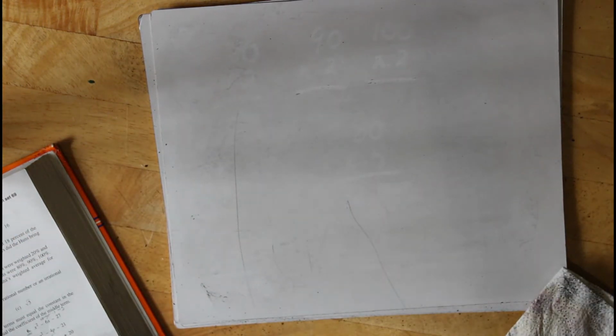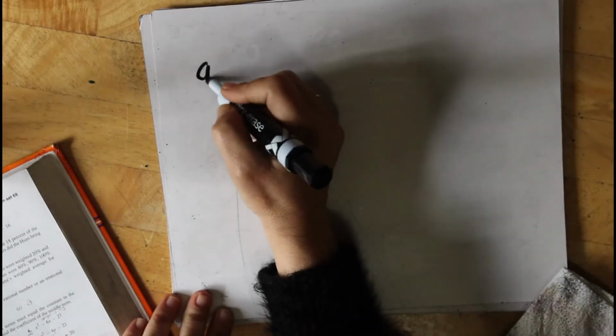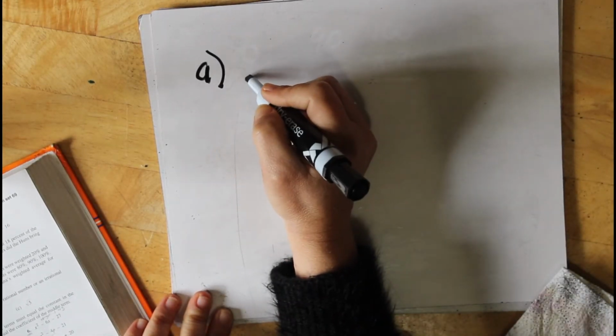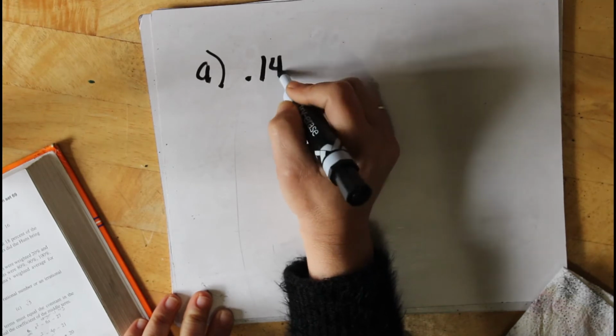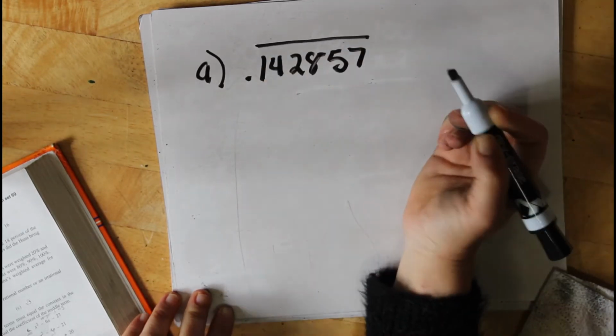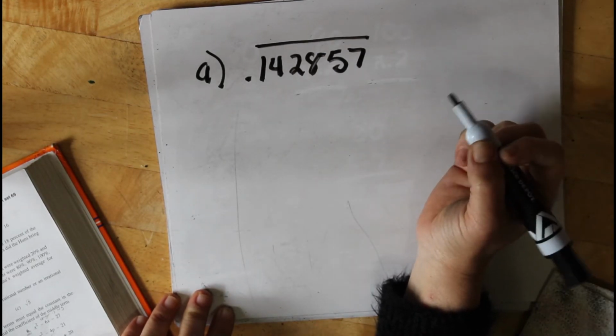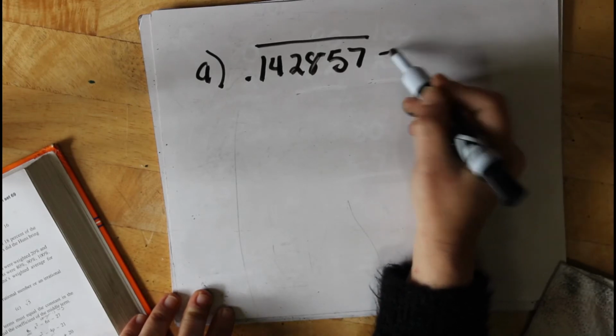Indicate whether each of the following numbers is a rational number or an irrational number, and then explain. The first one, A, is 0.142857 repeated, and that one is a rational number because repeating decimals are all rational numbers.